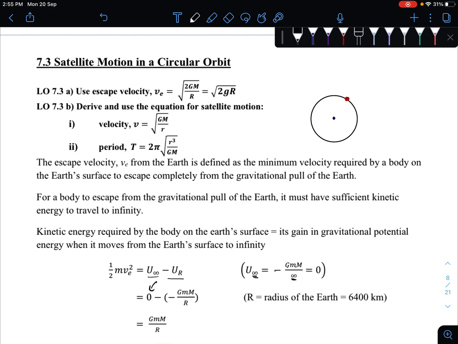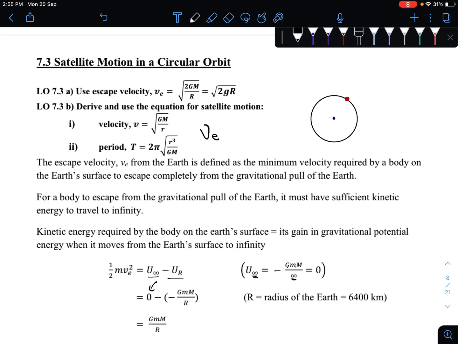So our first learning objective here, 7.3a, is to use the escape velocity, where the symbol V subscript E is used, and also to derive and use the equation for satellite motion. The equation here is the velocity and also the period. So first we are going to look at what is escape velocity.